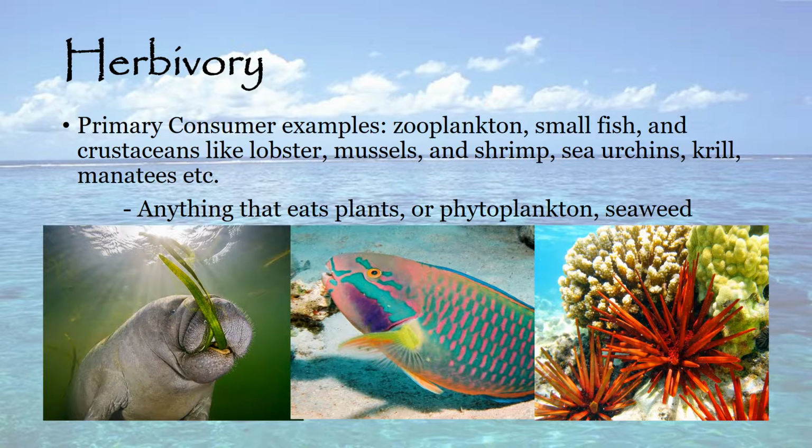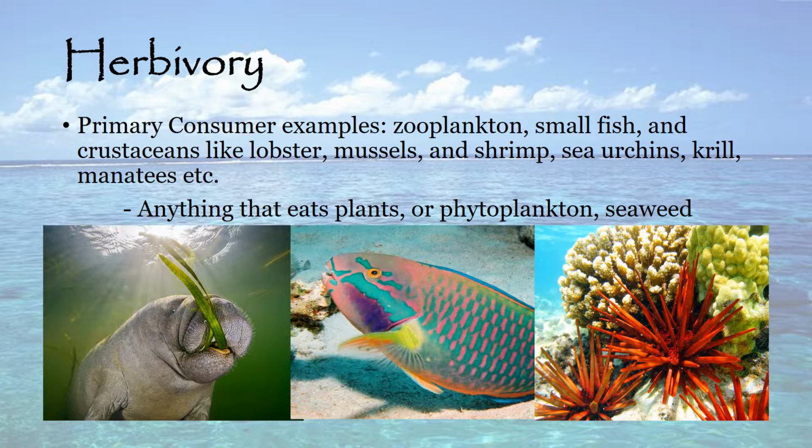So let's look at herbivory and predation. Primary consumer examples: zooplankton, small fish, crustaceans like lobsters, mussels, shrimps, sea urchins, krill, manatees, anything that will eat the plants or eat phytoplankton, because they're the other major primary producers in the ocean. Here's a manatee eating some seagrass. That's their favorite food. They have to eat a lot a day because they're huge animals and all they eat is seagrass. In the middle is a parrotfish.